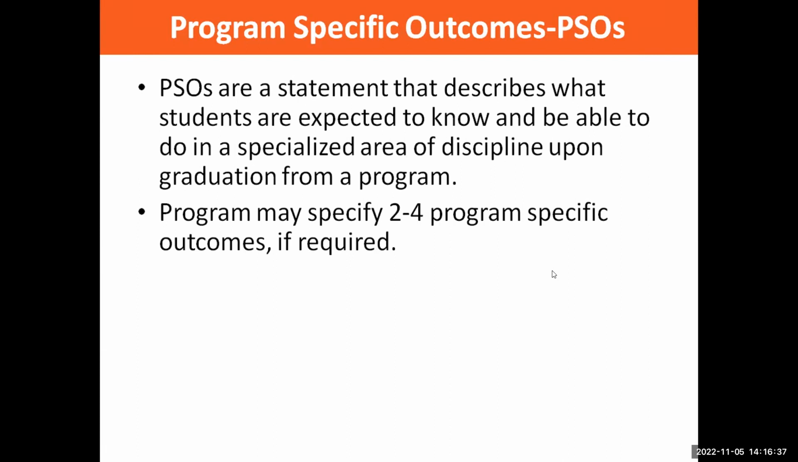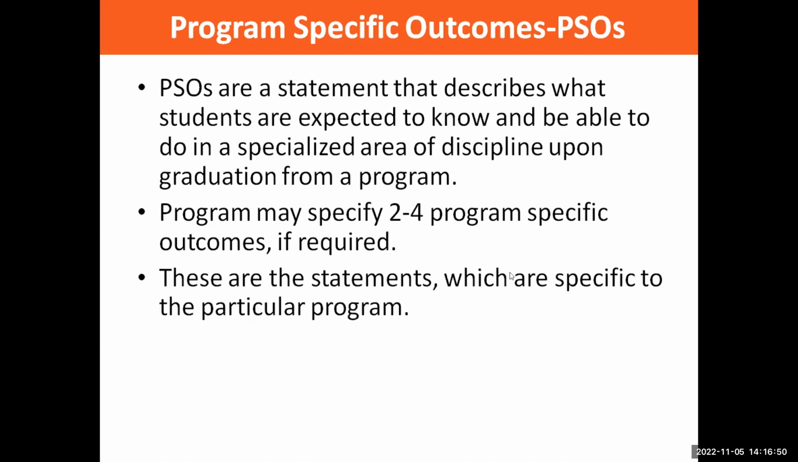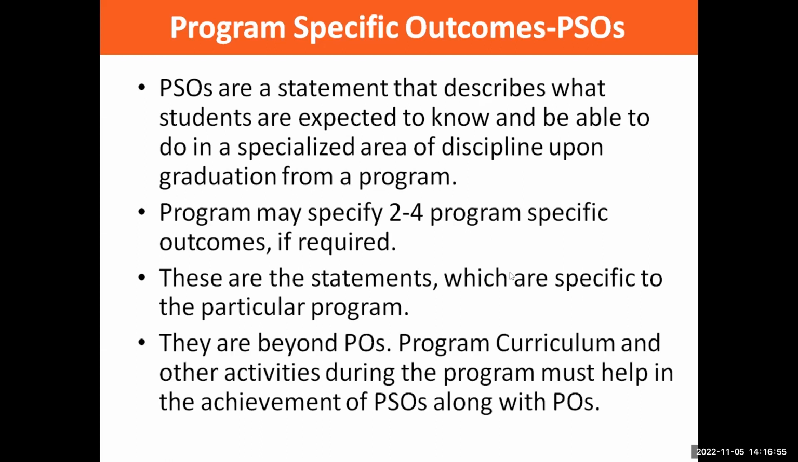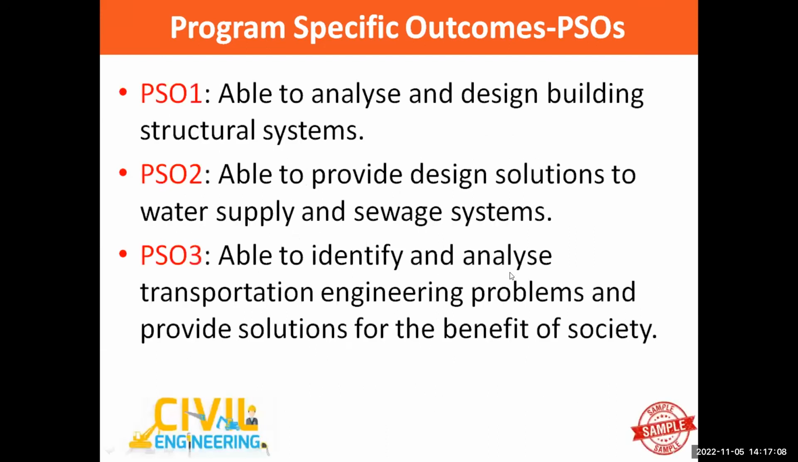And again, if we talk about computer science engineering, it's not sufficient to say that, because computer science engineering also involves many other sub-branches. So a program may specify 2 to 4 program specific outcomes if required. These are statements which are specific to the particular program. They are beyond POs; program curriculum and other activities during the program must help in the achievement of PSOs along with POs. So these are the ideas on how to define the PSOs.